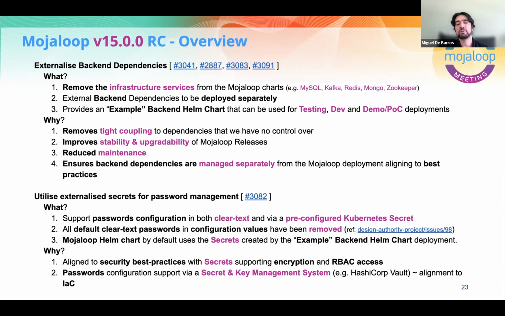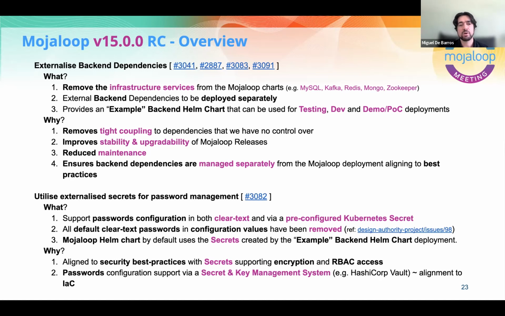With version 15, we've completely removed the infrastructure pieces. By backend dependencies, I'm talking about MySQL, Kafka, Redis, Mongo, Zookeeper, etc. They're no longer part of the Mojaloop Helm release themselves. However, we have provided an example backend Helm chart that you can use for testing purposes, or dev, or even a demo POC deployment. Once again, this is not something you should be using for production. You should use this purely for convenience and for testing. If you're doing production, you should be deploying your backends as separate deployments; that is really best practice.